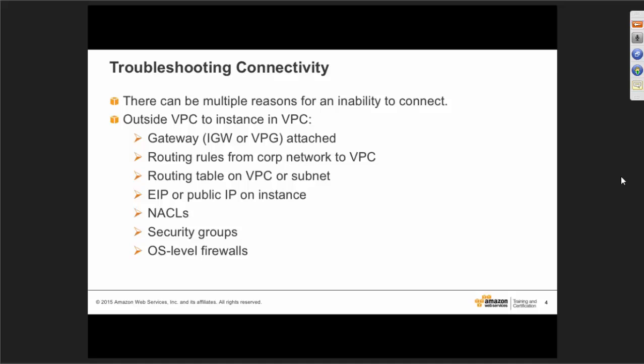So really, connectivity boils down to what are all the pieces between you and the thing you want to talk to, and knowing all the different parts of the VPC is really going to go a long way to knowing what all of those parts are.